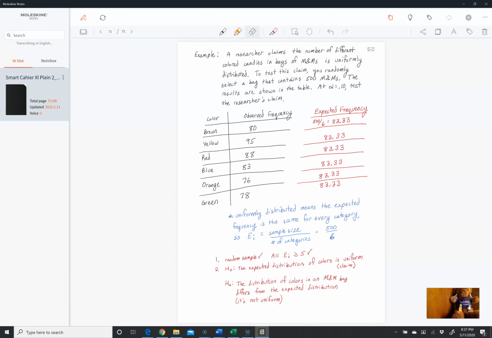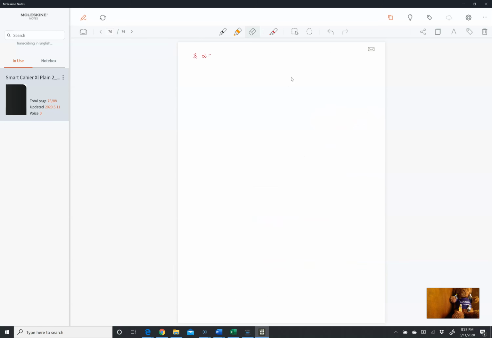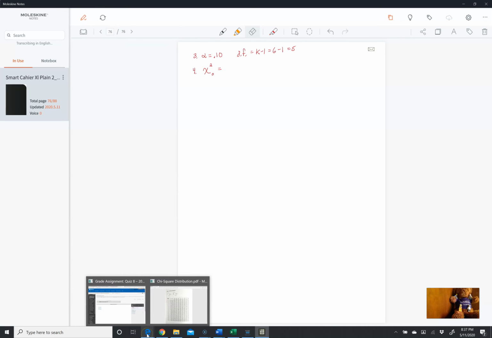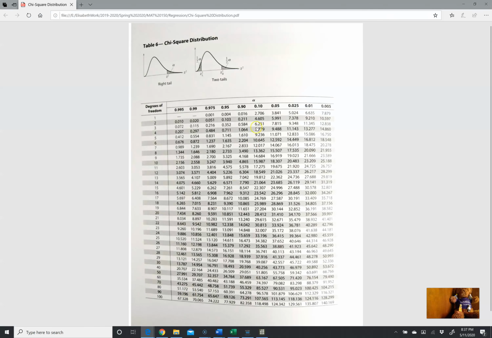Then we have part 3. Part 3 says alpha is equal to 0.10, and our degrees of freedom is k minus 1. K is equal to 6. 6 minus 1 is 5. So our rejection region, we have to go to our chart to find chi-squared sub 0. So degrees of freedom is 5. Level of significance is 0.10. Here's 0.10. Degrees of freedom is 5. Our chi-squared, our critical value, is 9.236.